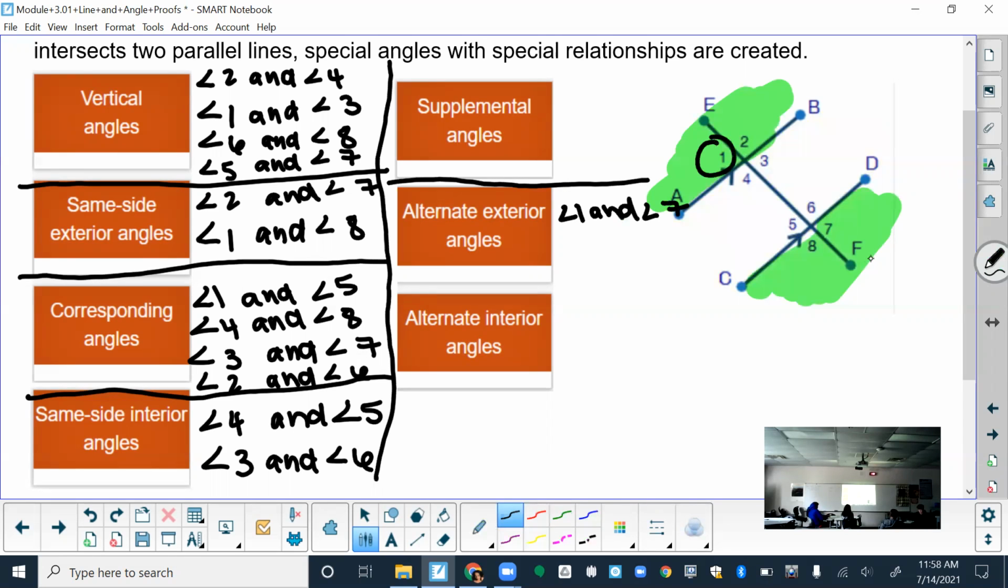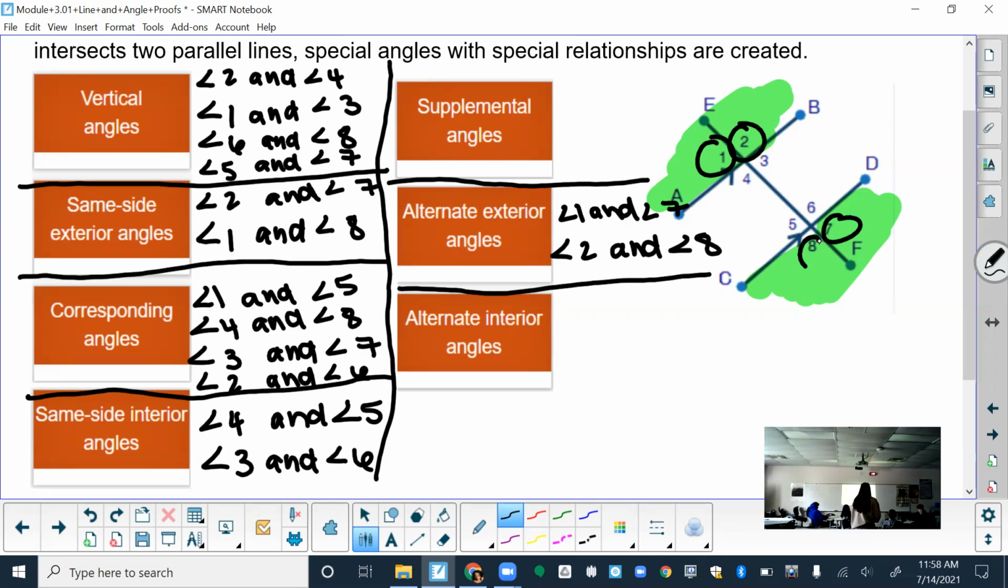All right, angle 1 and angle 7, because they're both on the exterior, but they're alternate. They're not same side anymore. The other example would be angle 2 and angle 8. All right, so that's alternate exterior angles. Now think about what alternate interior angles will probably be.